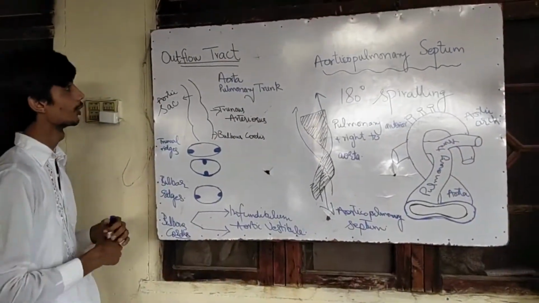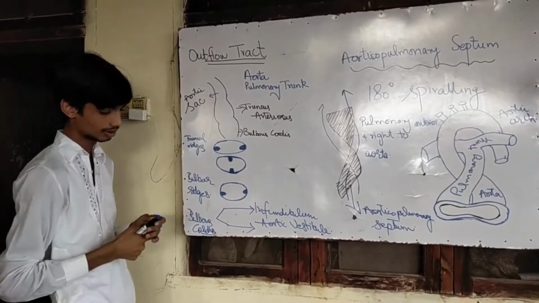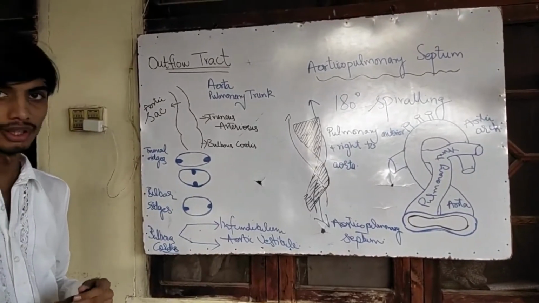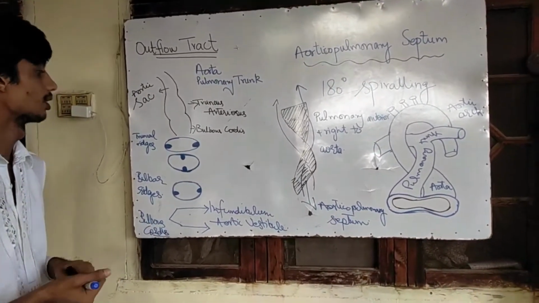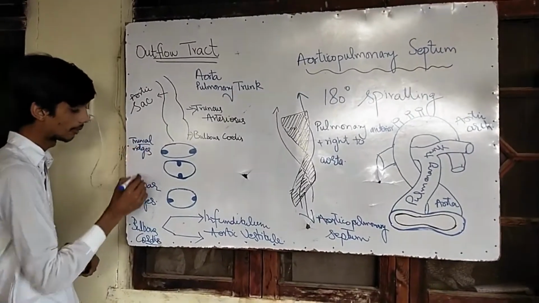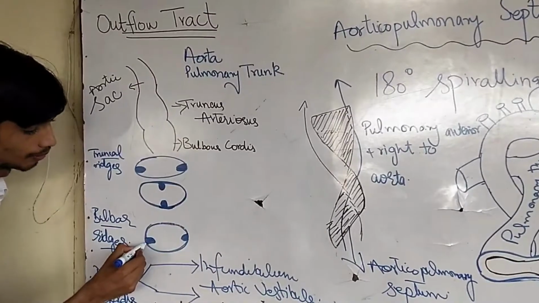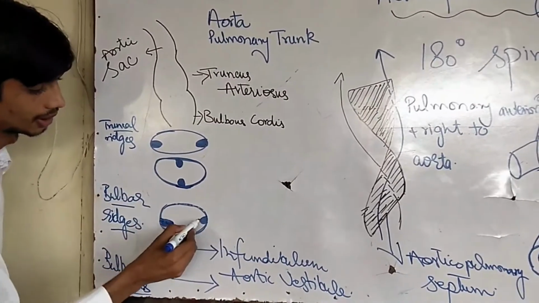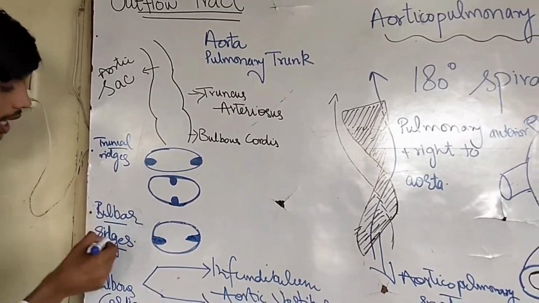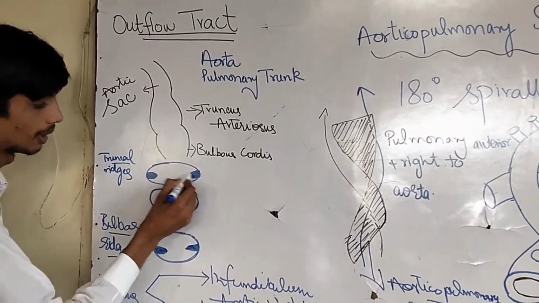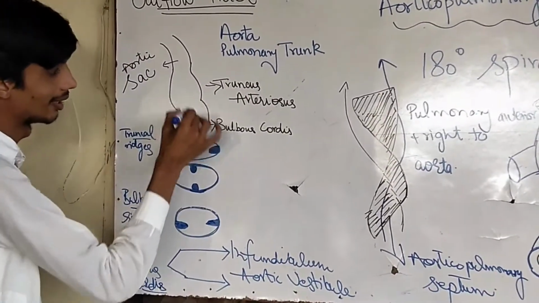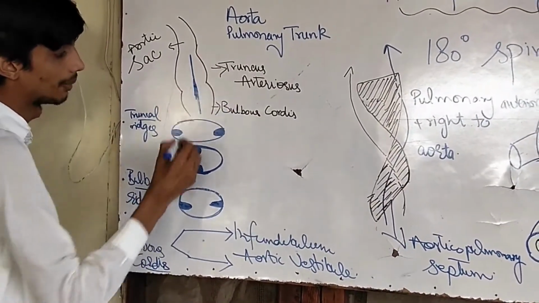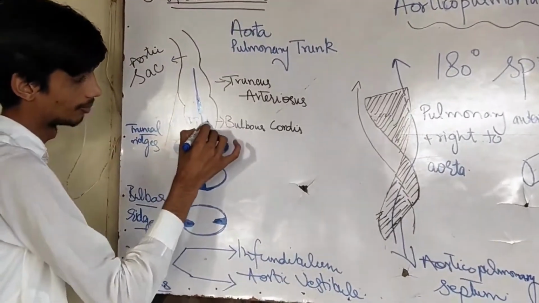Now the last one we are going to discuss is the outflow tract, meaning the development of the bulbus cordis and truncus arteriosus. What happens along with the development of ventricles and atria? There is the formation of truncal and bulbar ridges. What happens from their walls? The mesenchyme, the neural crest cells, and the endocardium proliferate and result in the formation of truncal and bulbar ridges. These truncal and bulbar ridges will fuse together in the center to form the aorticopulmonary septum, which will separate the aorta and the pulmonary trunk.